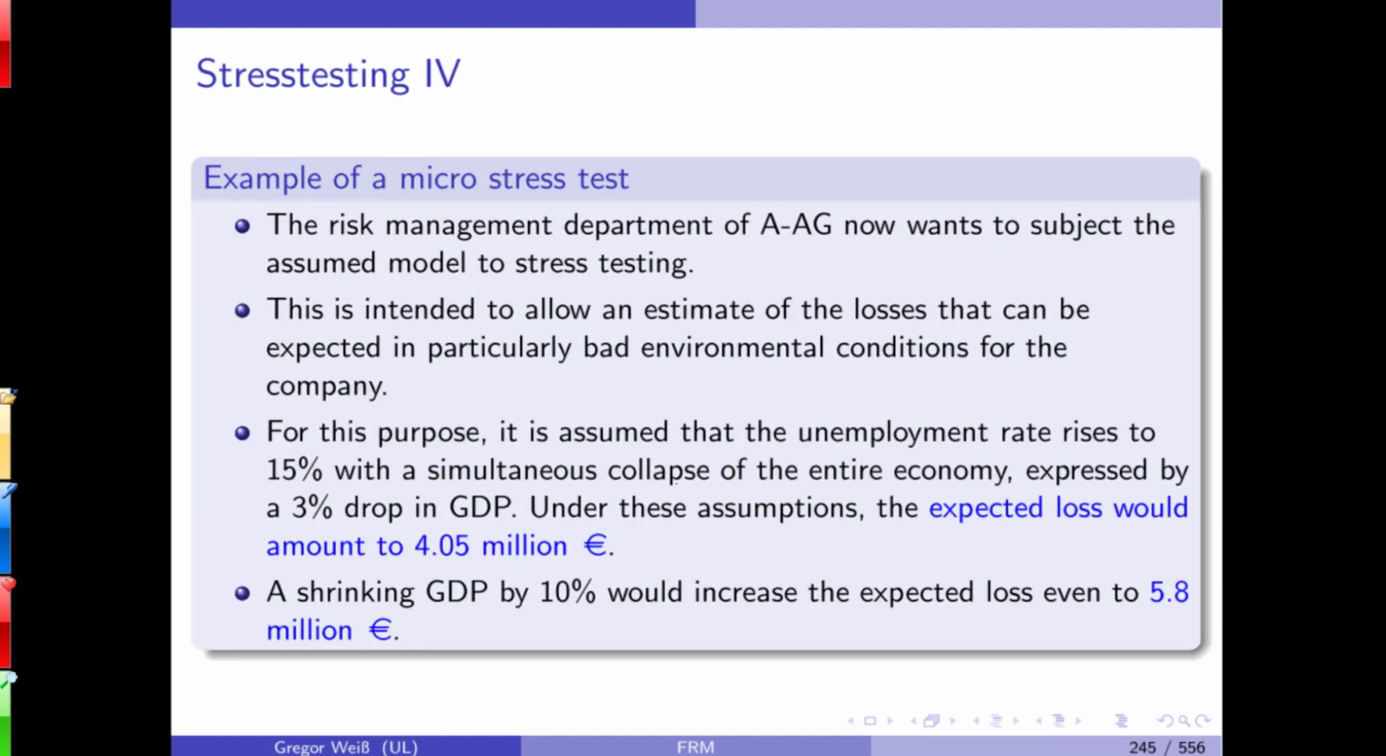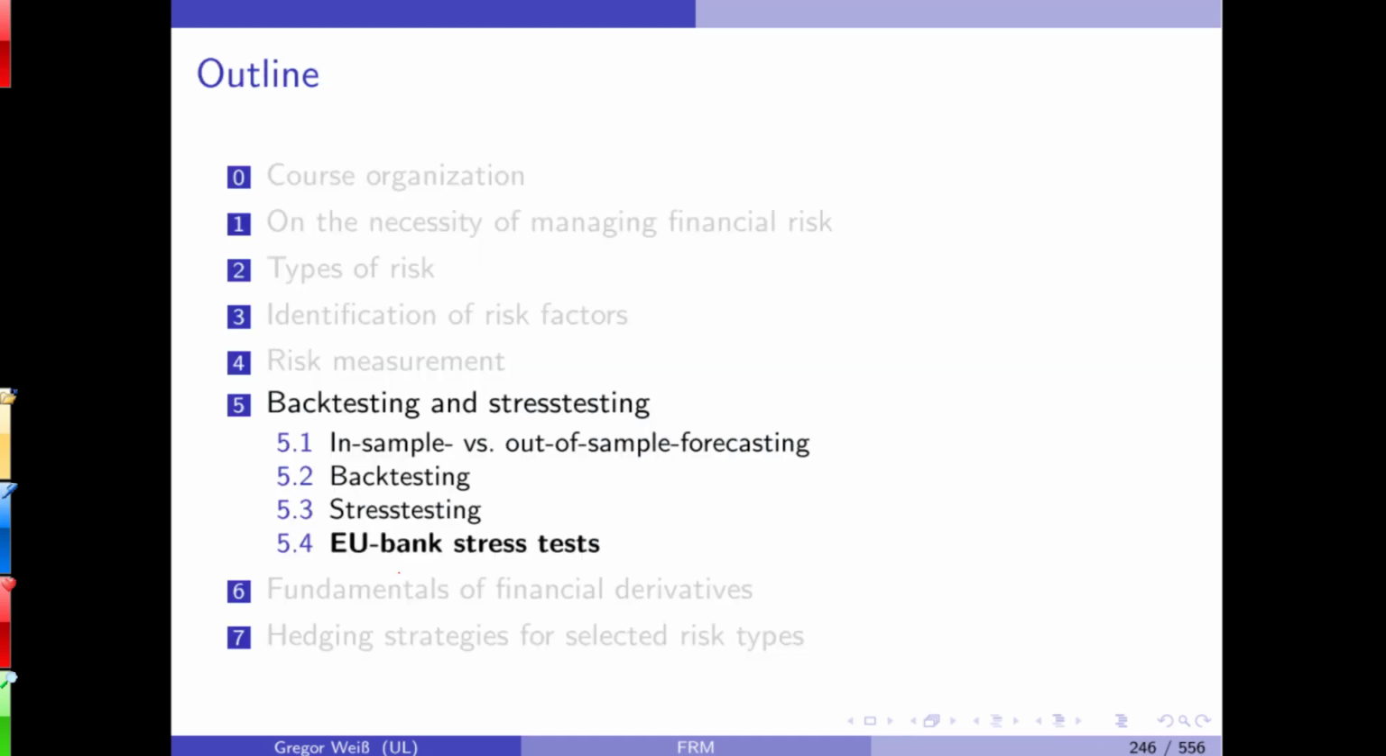So if, for example, here, unemployment rises by 10%, simultaneous collapse of the entire economy, then in this very simple example, you would estimate a hypothetical loss of 4.05 million euros. And then you need to deal with this. You need to make sure that you have some things prepared, what to do in case of such an adverse scenario.